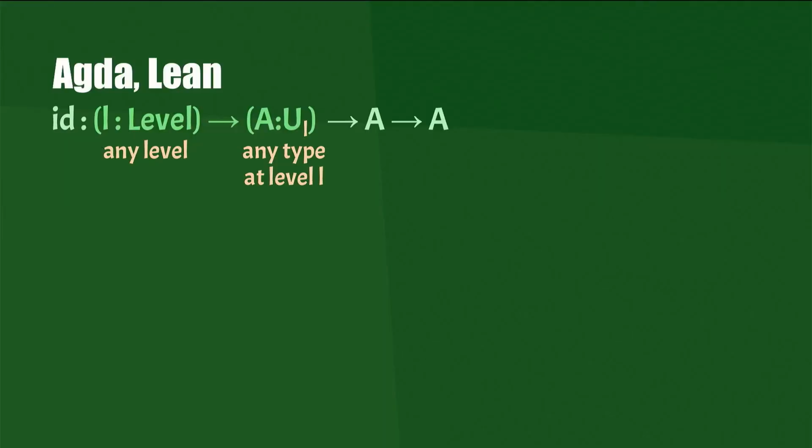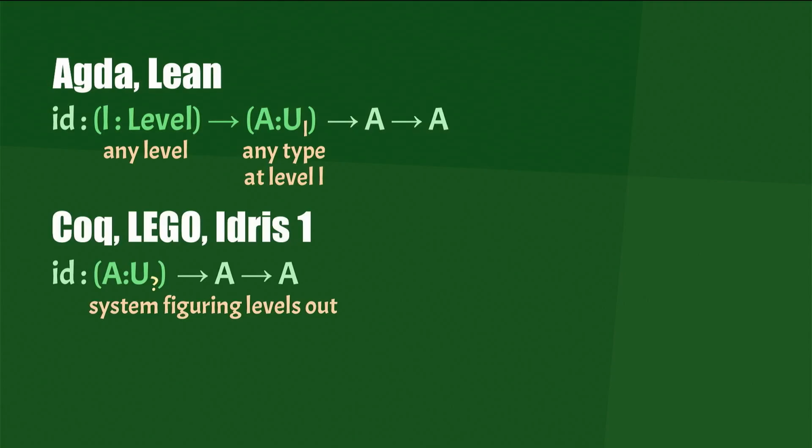So many systems, such as Agda and Lean, give you the power to write a very, very polymorphic identity function. It says that for every universe level and every type at that level, I can have the identity function. In other systems, such as Coq, Lego, and Idris 1, not Idris 2, they changed the system. In Idris 1, the user can just leave it out and expect the system to figure it out. So the system is going to do some work. I'm not going into details here.